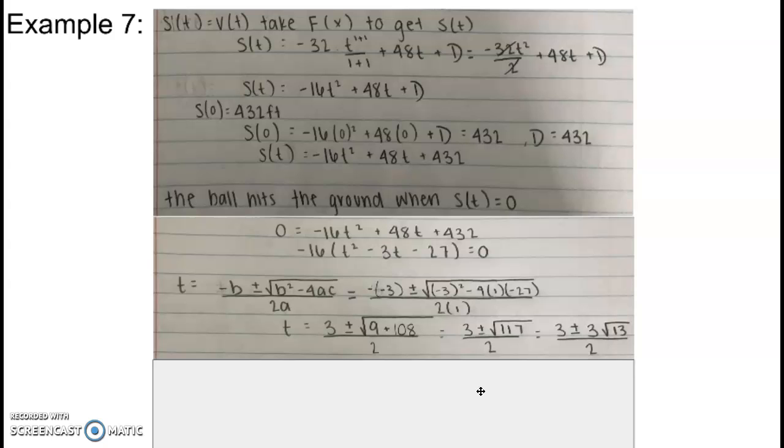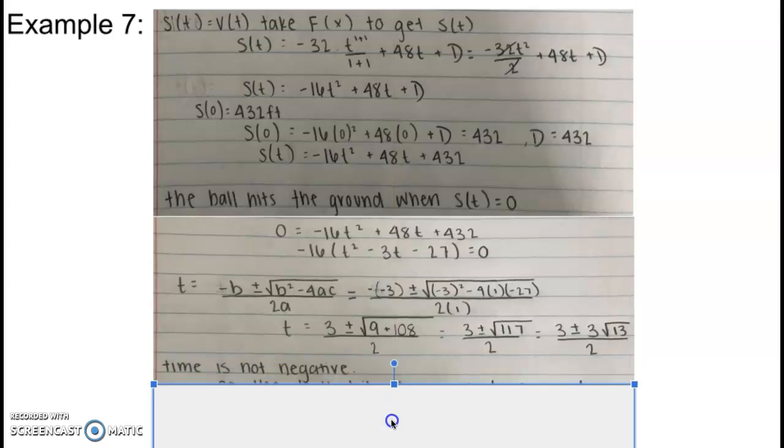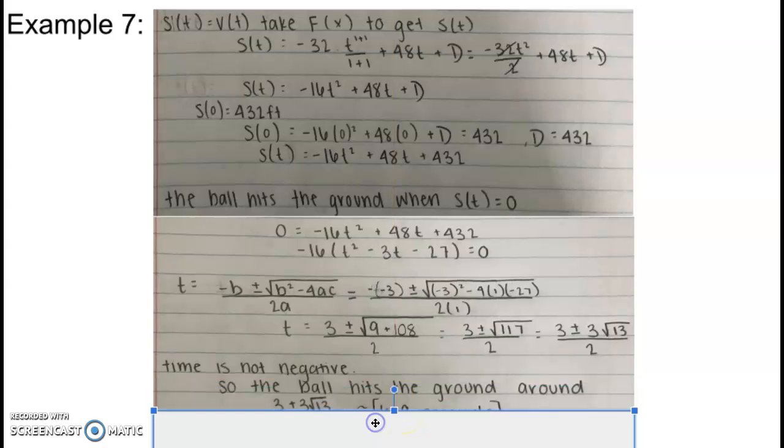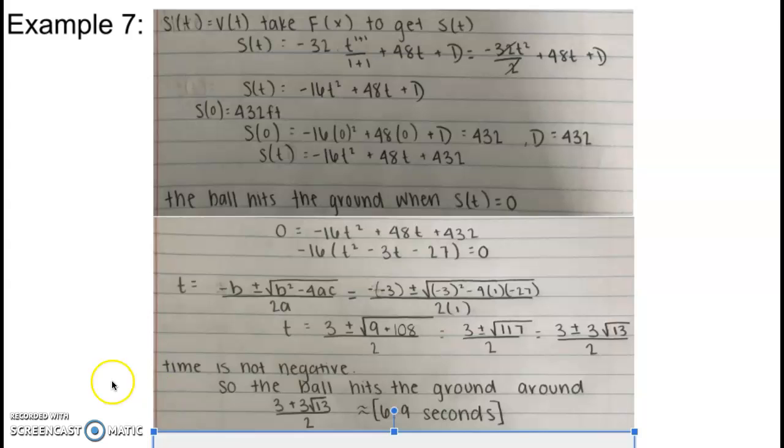And we can take out a 9 from the 117, which gives us a 3 in front of the radical, giving us 3 plus or minus 3 square root 13 all over 2. And we know that time is not negative, so that gets rid of the plus or minus, and it leaves it to plus. So the ball hits the ground around 3 plus 3 square root 13 over 2, which is about 6.9 seconds.